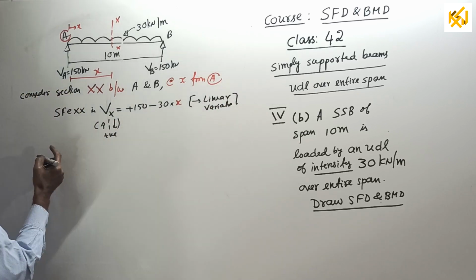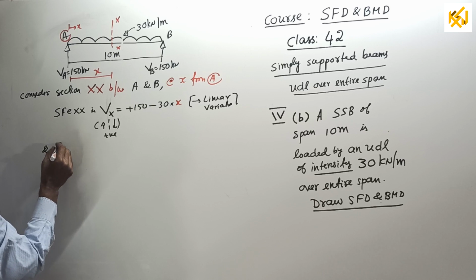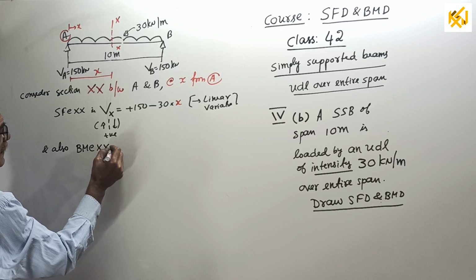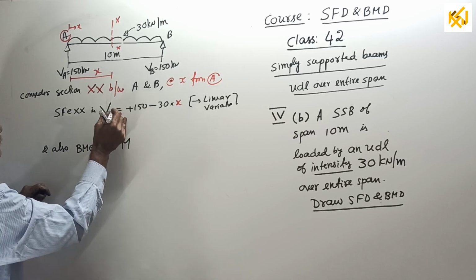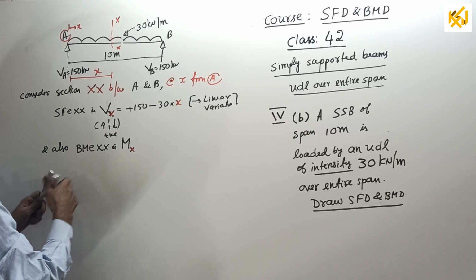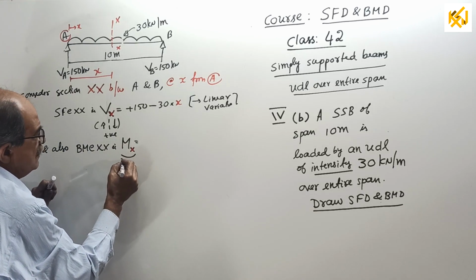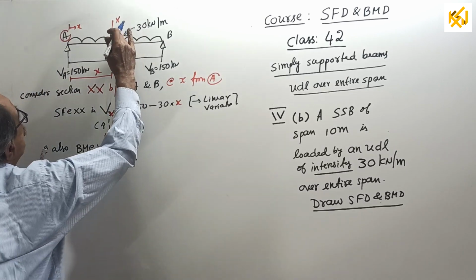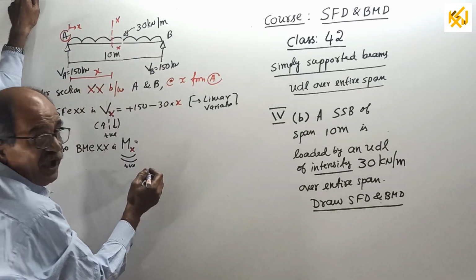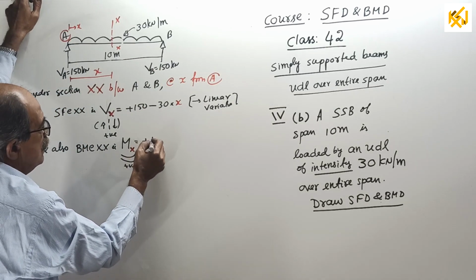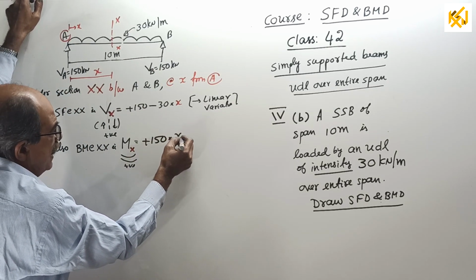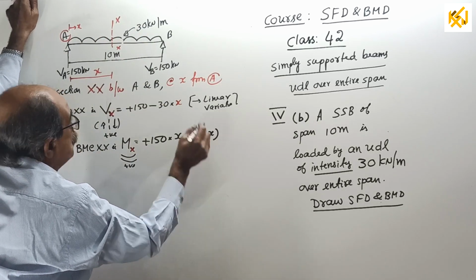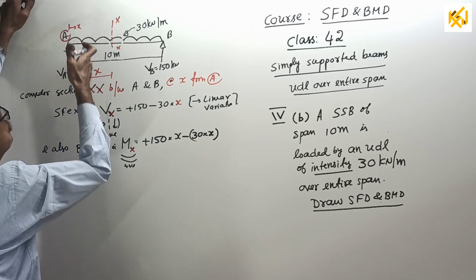And also, now the bending moment at XX, called Mx. Remember, bending moment, we take sagging positive. Looking at this side, it equals plus 150 into X minus 30 into X, the total load from here to here, into its center.